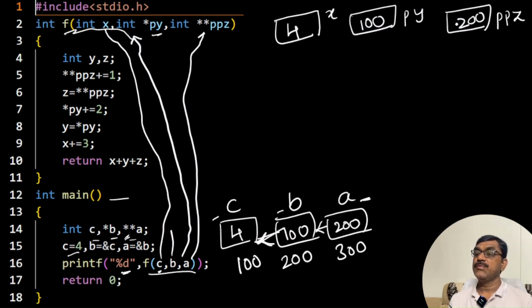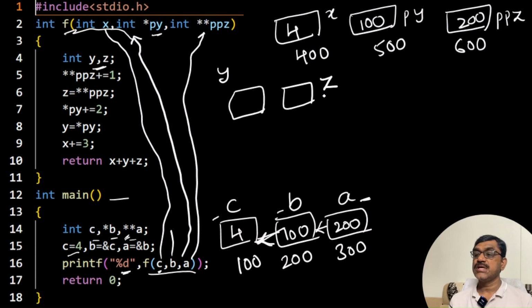Now every memory location has its own address. Assume that the address of x is 400, just assume. The address of py is 500, assume. The address of ppz is 600, just an assumption. Now, here we are taking the variables y and z, assume that the address of y is 700, and the address of z is 800, just an assumption. Now, the statement here, star star ppz plus equals 1. That means it is nothing but star star ppz equals star star ppz plus 1.